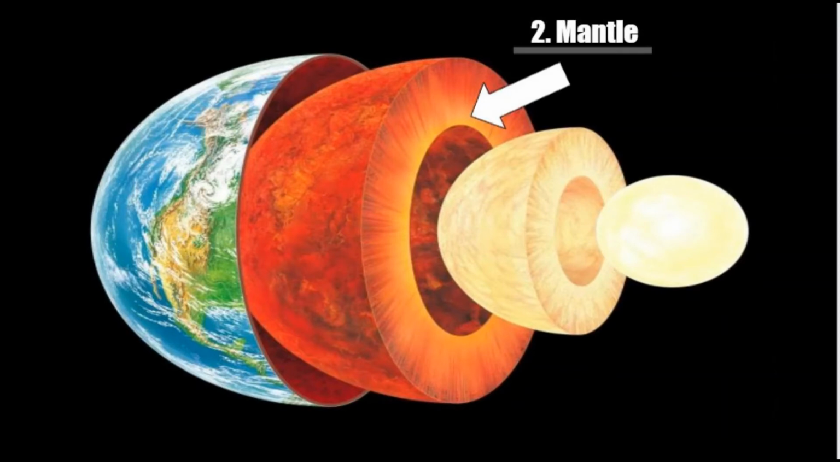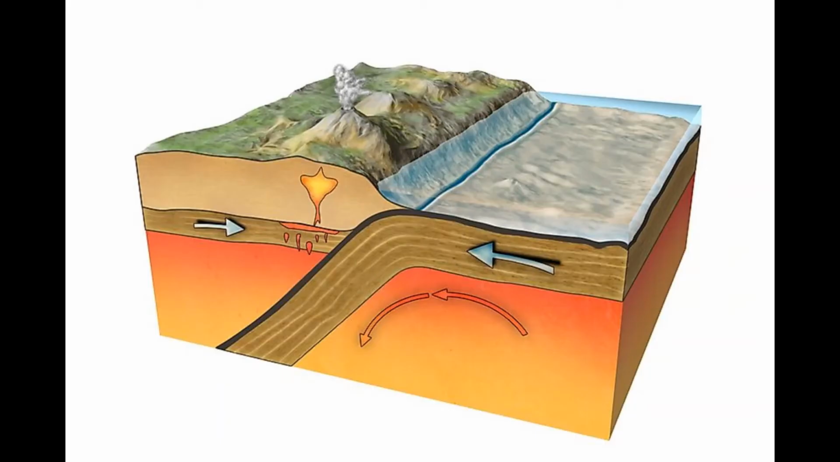Let's dig a little deeper until we get to the next layer. We've arrived at Earth's mantle. Earth's mantle is a semi-liquid and it's 84% of Earth's volume. The Earth's mantle is made of rock and ices.